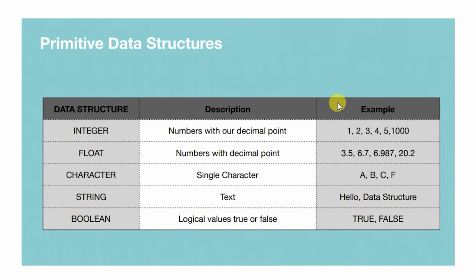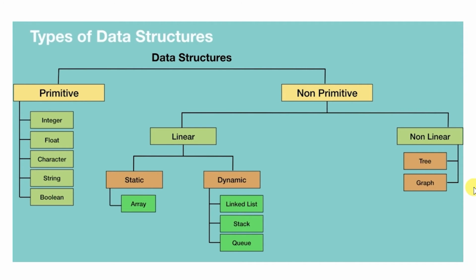So that's about the primitive data structure. Let us discuss the non-primitive ones. The primitive one is predefined, meaning it is already there, the fundamental data type. The non-primitive is the one created by the programmer. So everything is artificial here, it's created by the programmer.